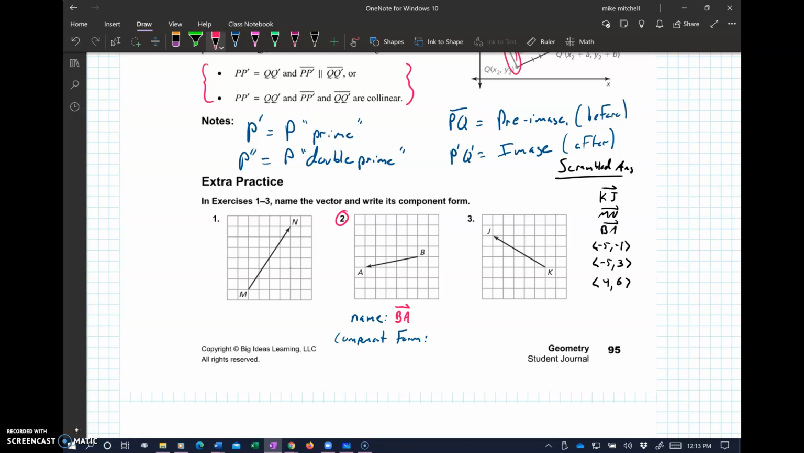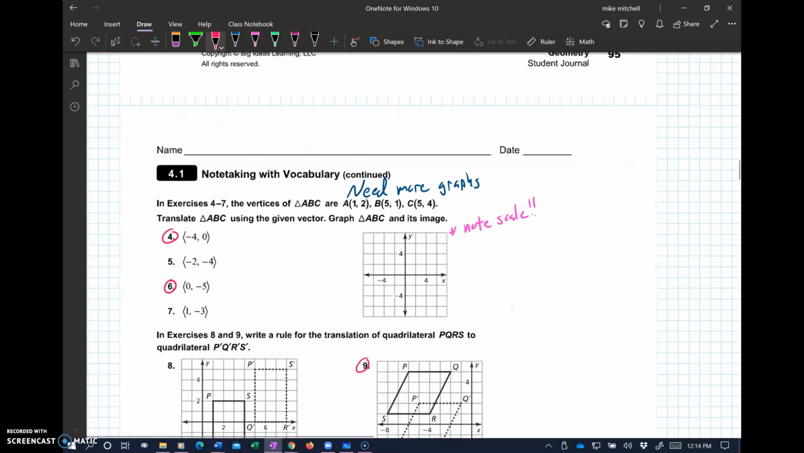The component form. So this is moving left, and so this is -5 in this direction. Then it's -1 because it's going down. So my component form is going to be -5, -1. There's my BA. There's my -5, -1. You can do the other two. You've got answers to check over there.